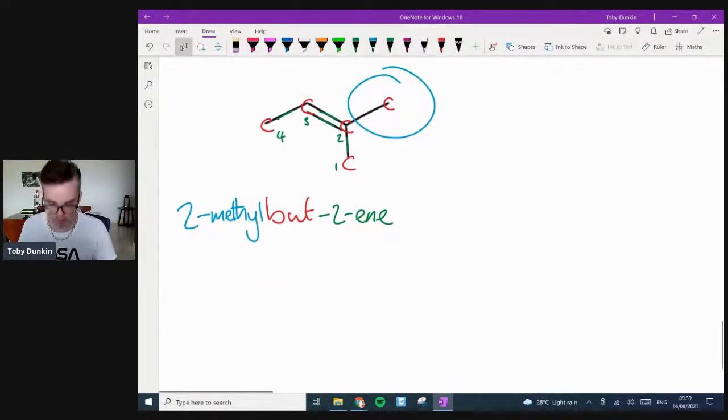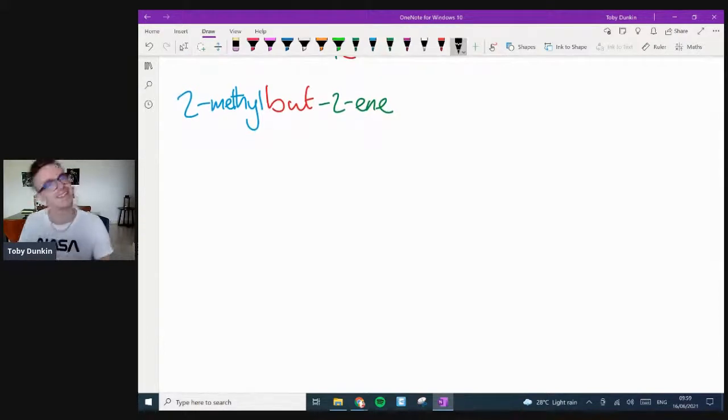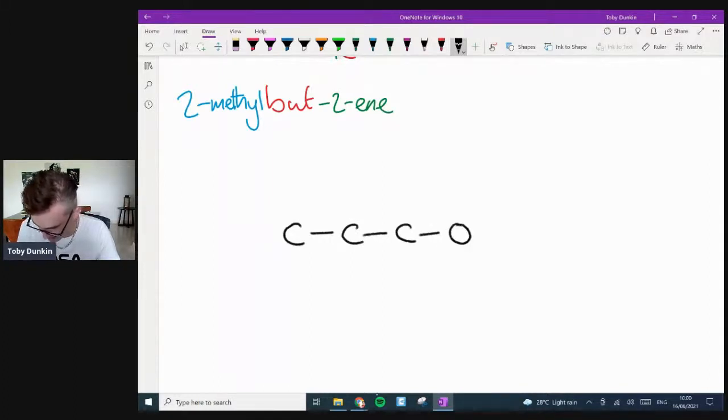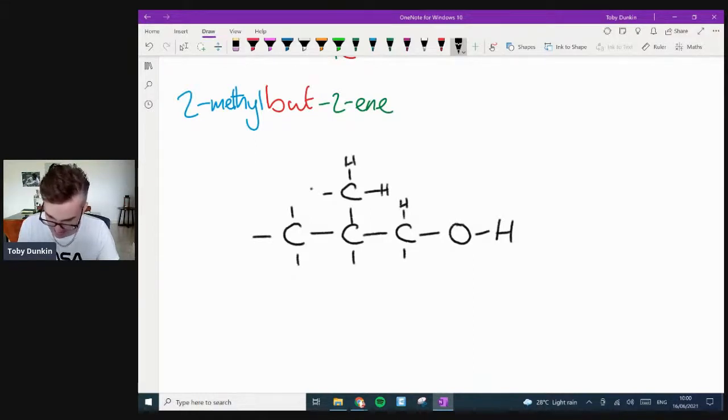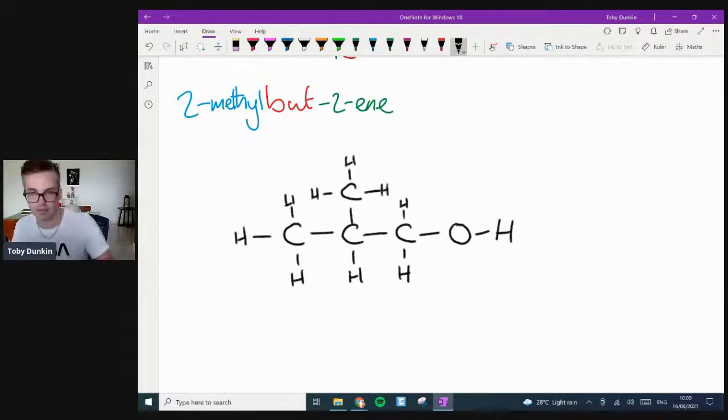Okay, are you ready for your next one, folks? This is fun. I'm enjoying this. Okay, give this one a go. Off you go. Name it. We're adding in more functional groups.